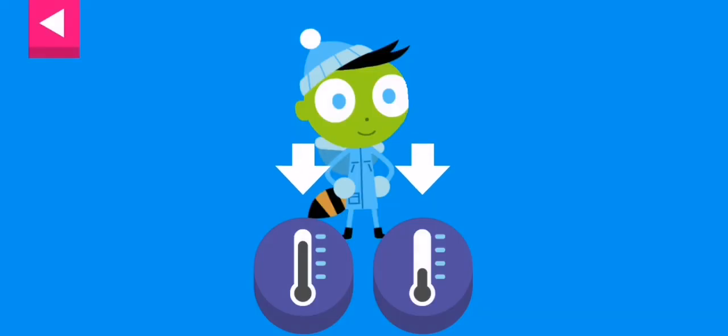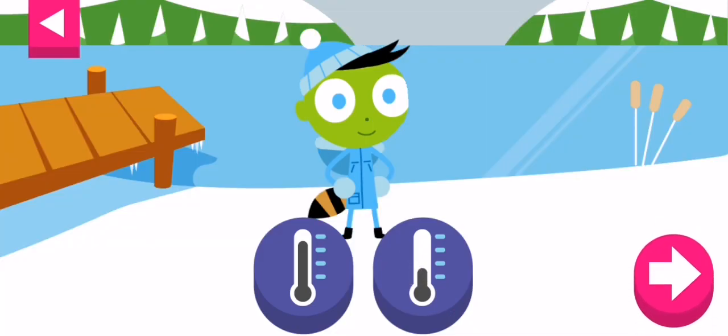Dell's ready for a swim. Tap the thermometer you think shows the right temperature for a swim day. Pick a different thermometer. Tap the arrow to change the scene.